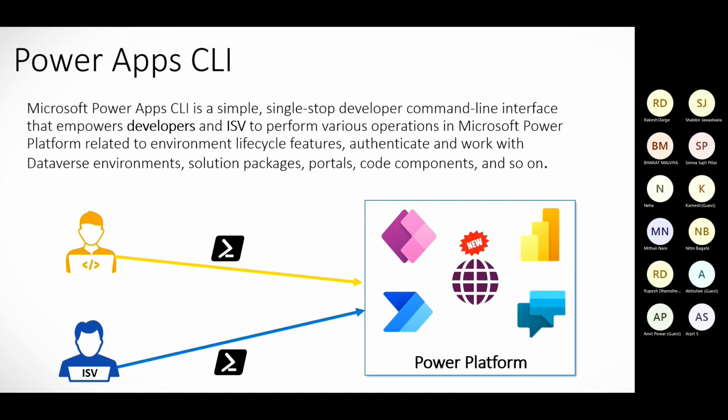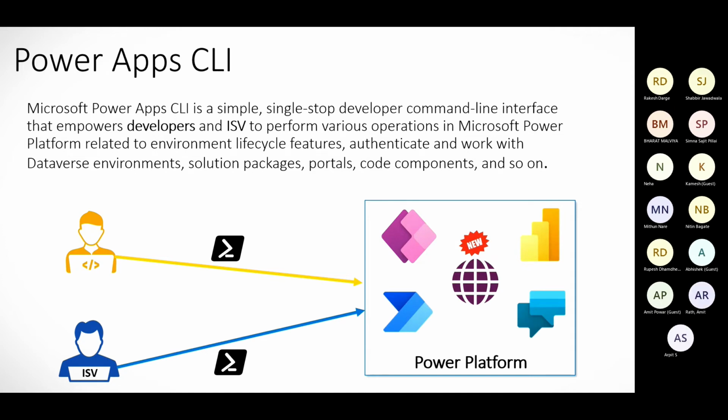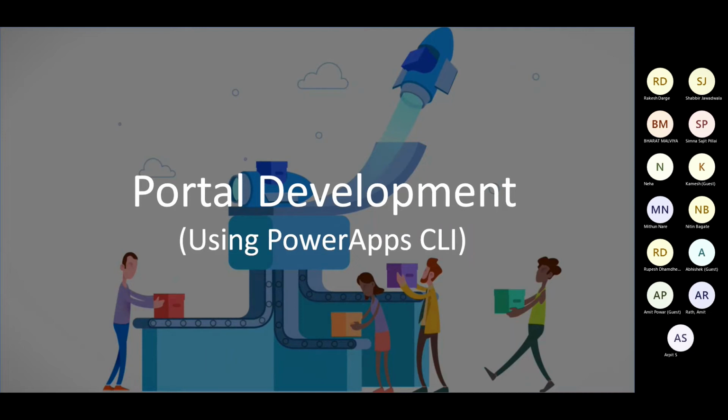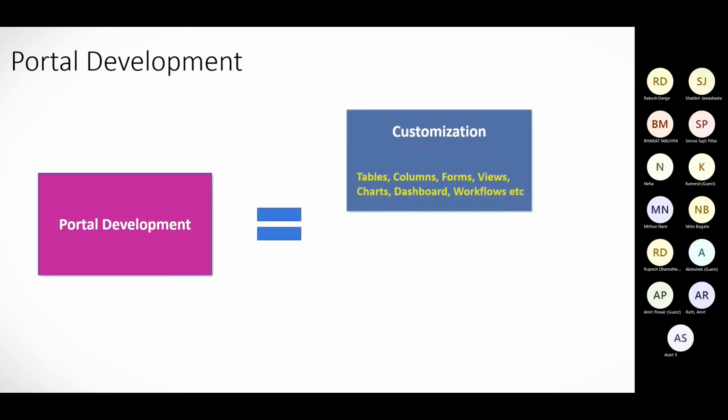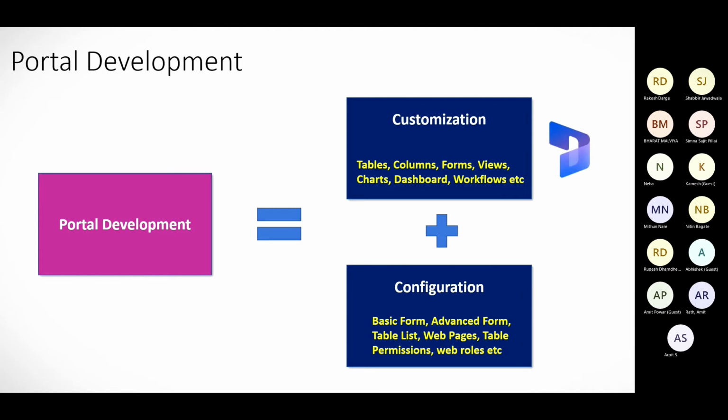Now, what are the capabilities of the Power Apps CLI in terms of portal development and portal deployment? Let's discuss that. How can I do portal development using Power Apps CLI? Portal development is basically made up of two things. The first one is customization and the second one is configuration. Customization is whatever solution components you are changing in the Dynamics 365 instance, like tables, columns, forms, views, charts, and dashboards. Configuration is whatever you are changing in the portal, like out-of-the-box entities such as basic forms, advanced forms, tables, or web pages. So there are basically two things when you do actual portal development.